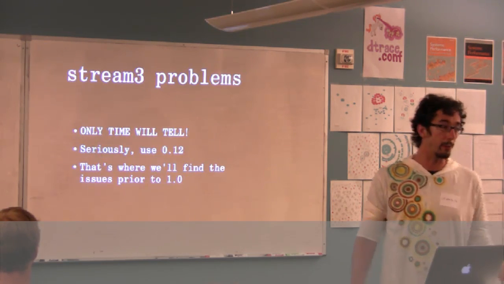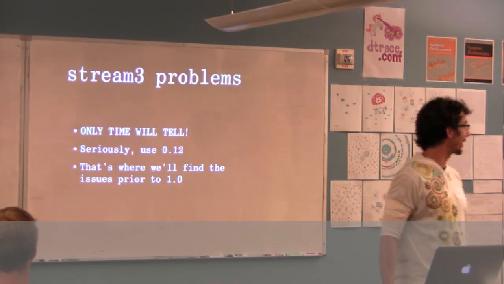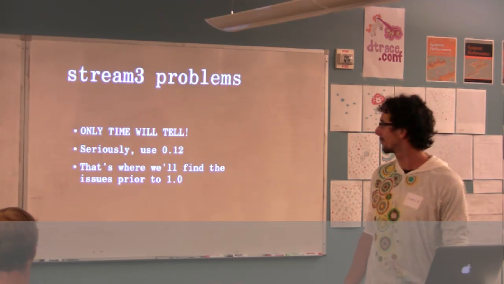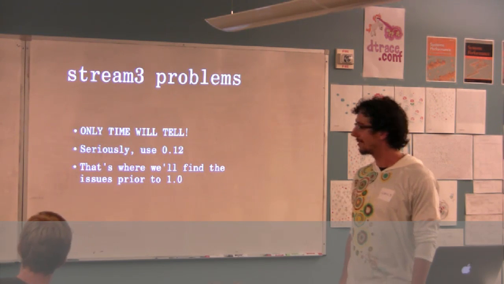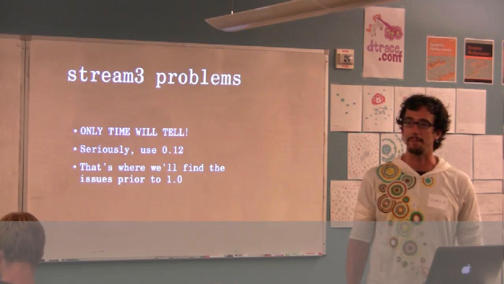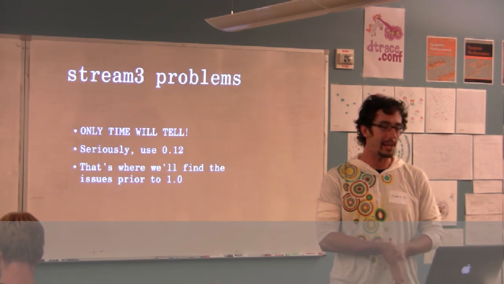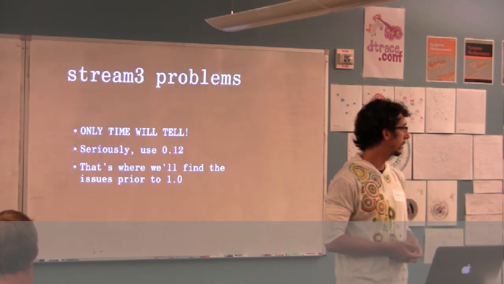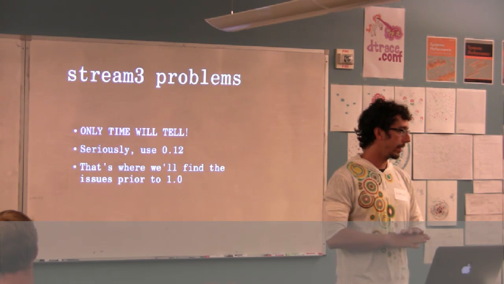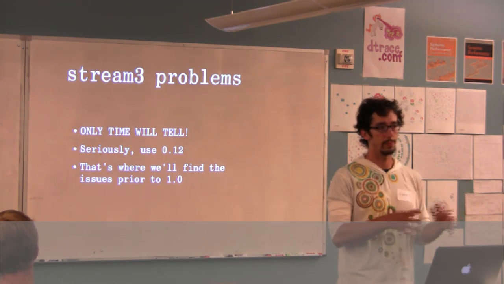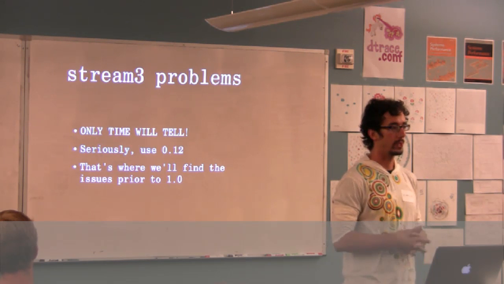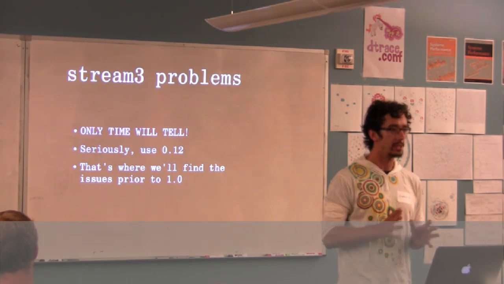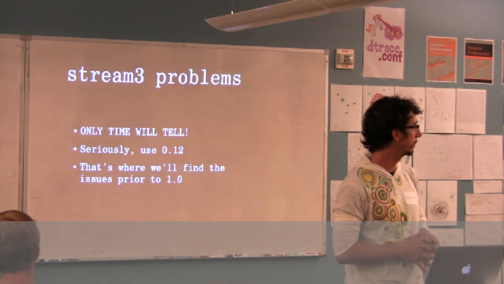So the problems with Stream 3, unfortunately, I don't know what they are yet. We will find out when I drop 0.12 on all you guys, and you have to suffer with them. But yeah, 0.12 should be a really nice Node version compared with 0.10 or 0.8. And basically, that's where we're going to find the issues prior to 1.0, because the plan thus far is just to have 0.12 be sort of like the preview release of 1.0. We're going to give it a few months, do some performance and stability fixes, and mostly not change the API throughout that entire cycle before 1.0.